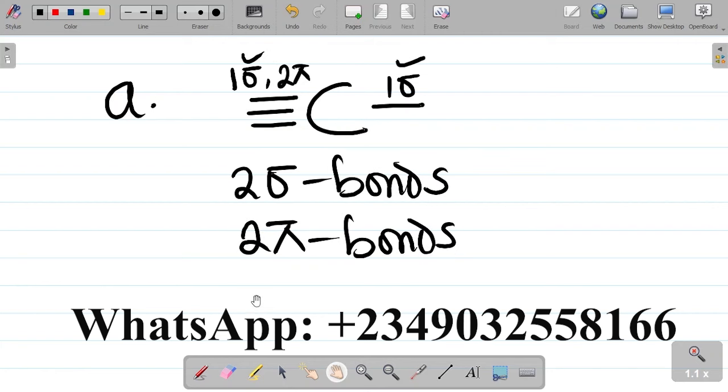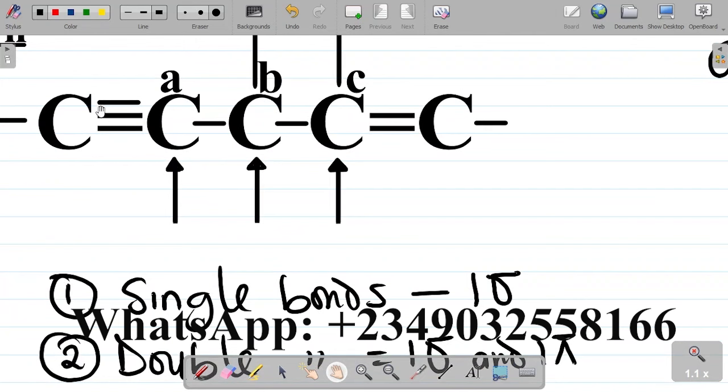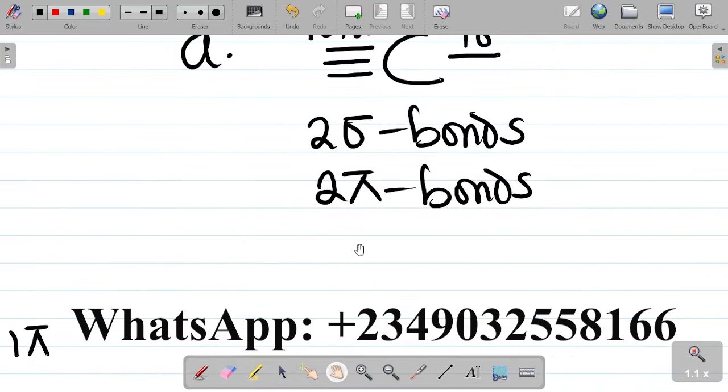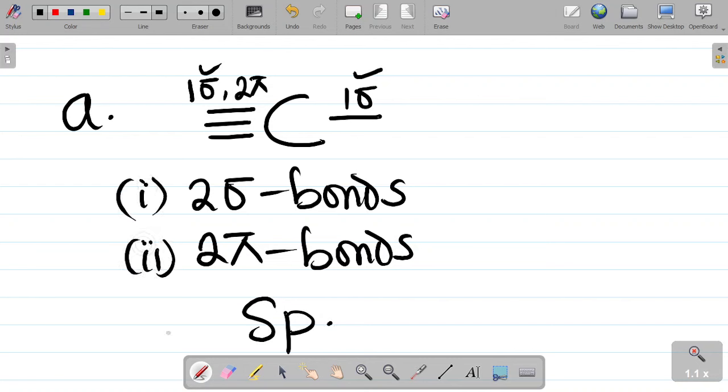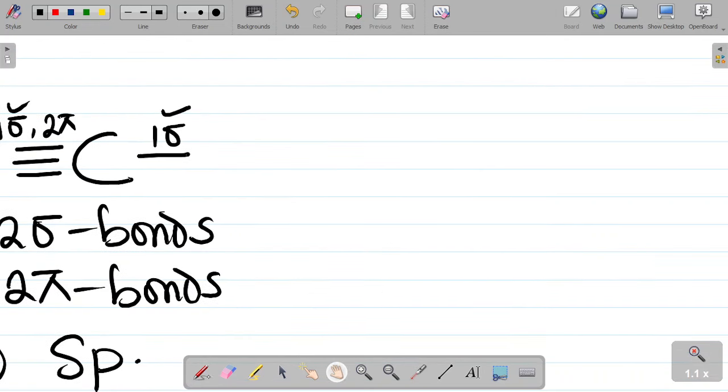What will be the hybridization pattern? You can see a triple bond there. A triple bond is for an alkyne. That becomes what? Not sp2, but sp. So a triple bond becomes sp. This becomes the hybridization pattern. So I'll call this 1, 2, 3. That's for A. Let's go to B.